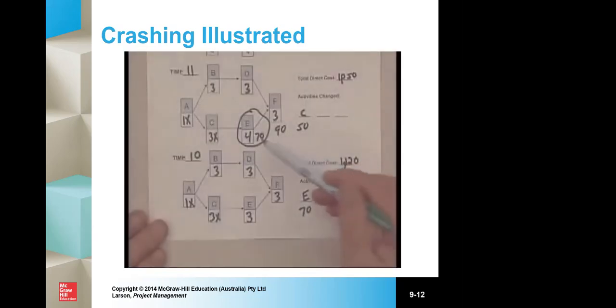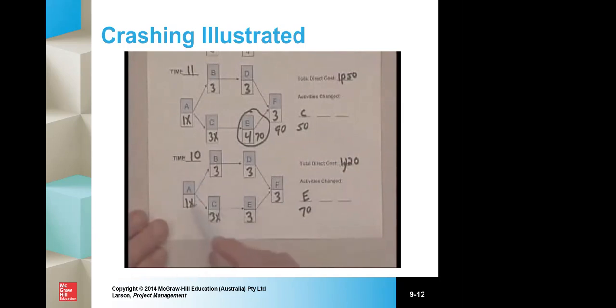So I've gone ahead and recorded the change in E, taking it from 4 to 3, recorded it over here under activities changed, and added that to the 1050 to get 1,120 for the direct total cost for doing the project in 10 days. Now let's see what it would take to get it to 9.